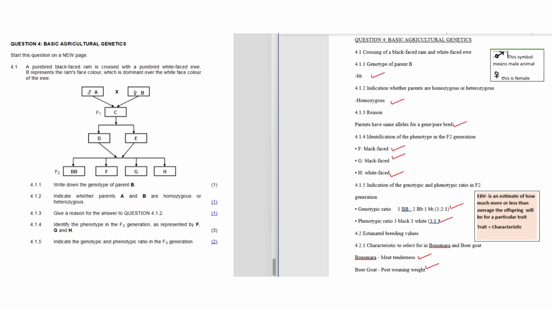Then you can see our graph here. The first generation of offspring, the F1 generation, becomes the parents, and they get crossed, then they produce the second generation, the F2 generation of offspring.